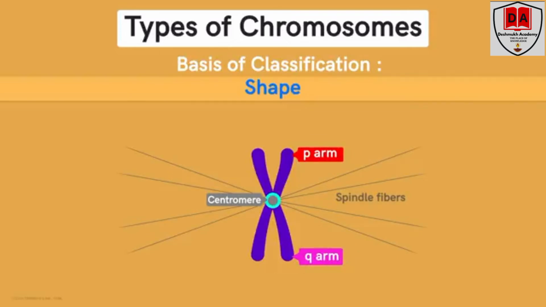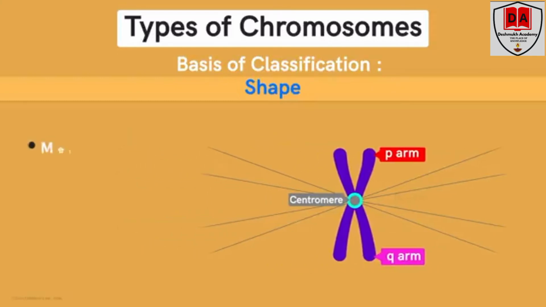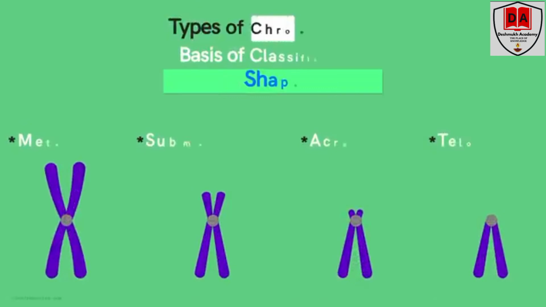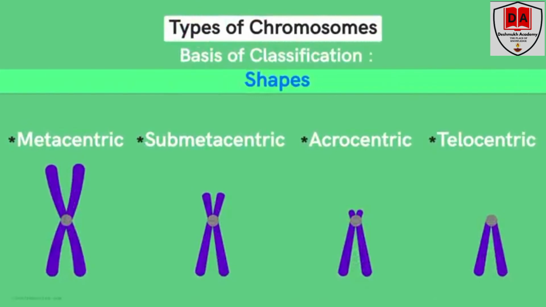And let me tell you one more interesting use of the centromere. It's the position of the centromere that helps us categorize the chromosomes into 4 types. The 4 types include metacentric, submetacentric, acrocentric, and telocentric chromosomes. Let's have a look at the structures of each type. Aren't these simple to understand?